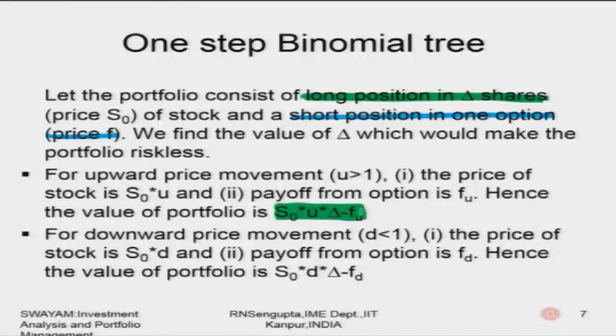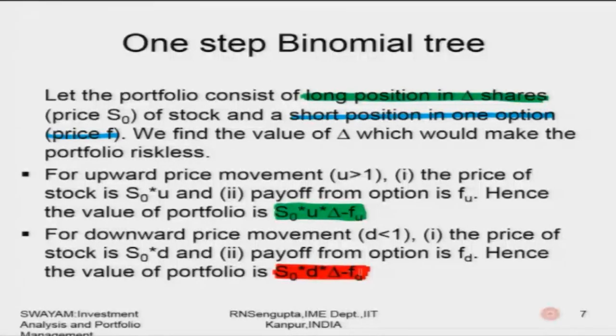Now, for a downward movement, the price of the stock would be S naught into D, and the payoff from this option as mentioned in the diagram in slide number 6 would be FD. Hence, the value of the portfolio, let me use the red color, would be S naught into D.